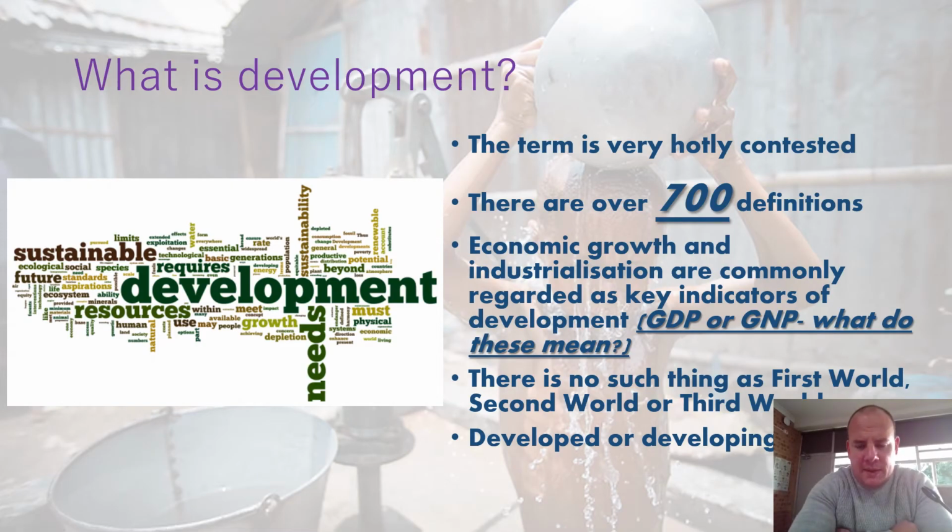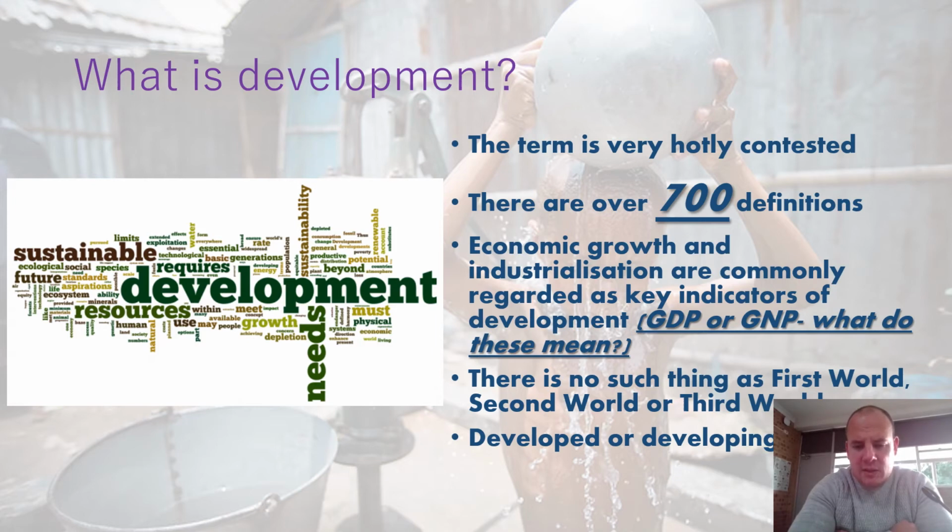The problem with this term development is that it is very hotly contested. There are around 700 academic definitions. A lot to do with development is all to do with economic growth and industrialisation. They're the key ones that we look at, where we look at GDP, which is gross domestic product, or gross national product, and that's basically showing the wealth of a country.